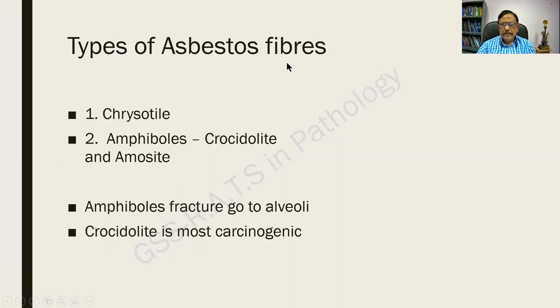The types of fibers. It will be better that we remember some of these fibers in order to highlight our answers. There are 2 main types of fibers, chrysotile and amphibole. And of the amphiboles, there are 2 types, mainly crocidolite and amosite. Amphiboles are particles which can fracture, they can break. Therefore, they will go into the alveoli. And crocidolite is more carcinogenic. Please remember these names.